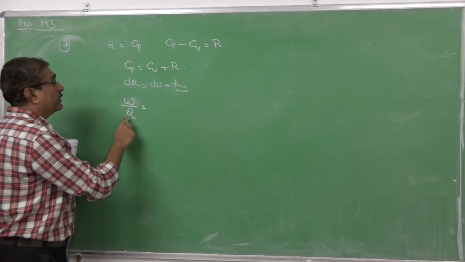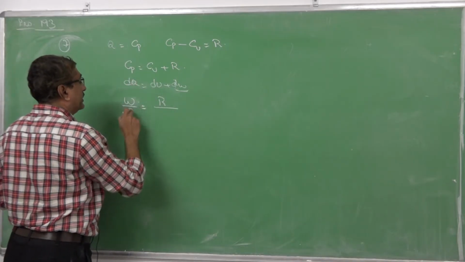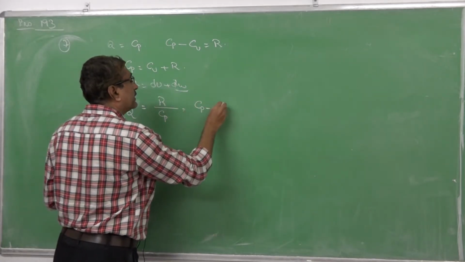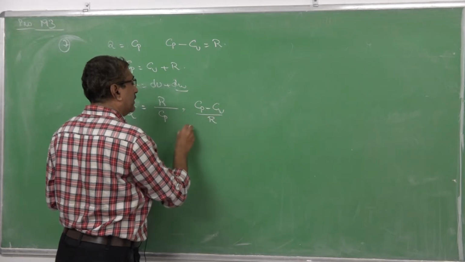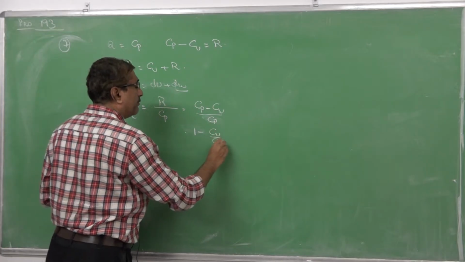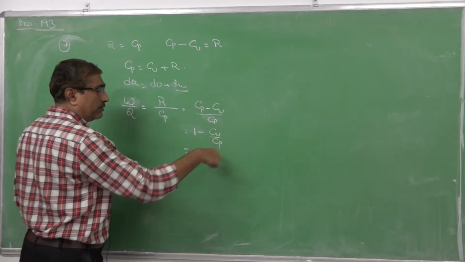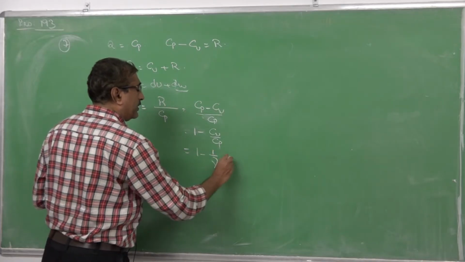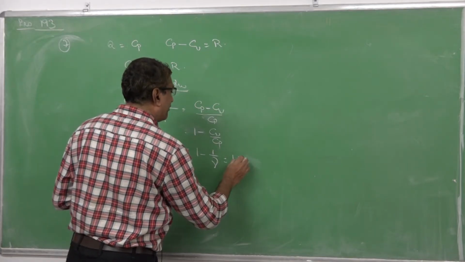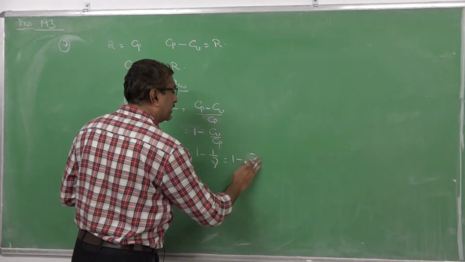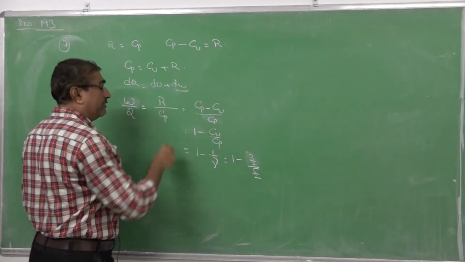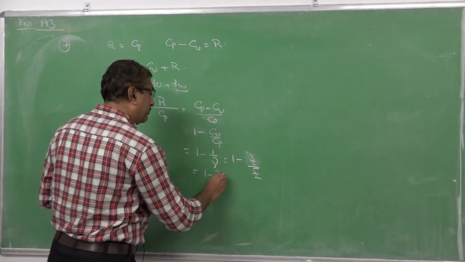So W by Q means R by Cp. From this equation, that is Cp minus Cv by Cp, that is 1 minus Cv by Cp. But Cp by Cv is gamma, so we can write 1 minus 1 by gamma. Or we can write like this also: Cv is 3 by 2 R and Cp is 5 by 2 R for a monoatomic gas. So 1 minus 3 by 5, that is 2 by 5.